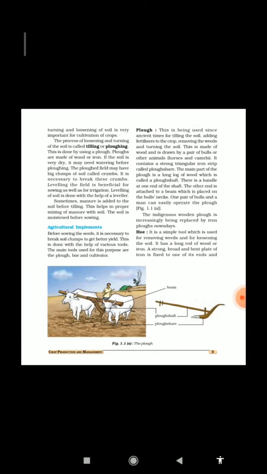The process of loosening and turning of soil is called tilling or plugging. This is done by using a plug. Plugs are made of wood or iron. If the soil is very dry, it may need watering before plugging.